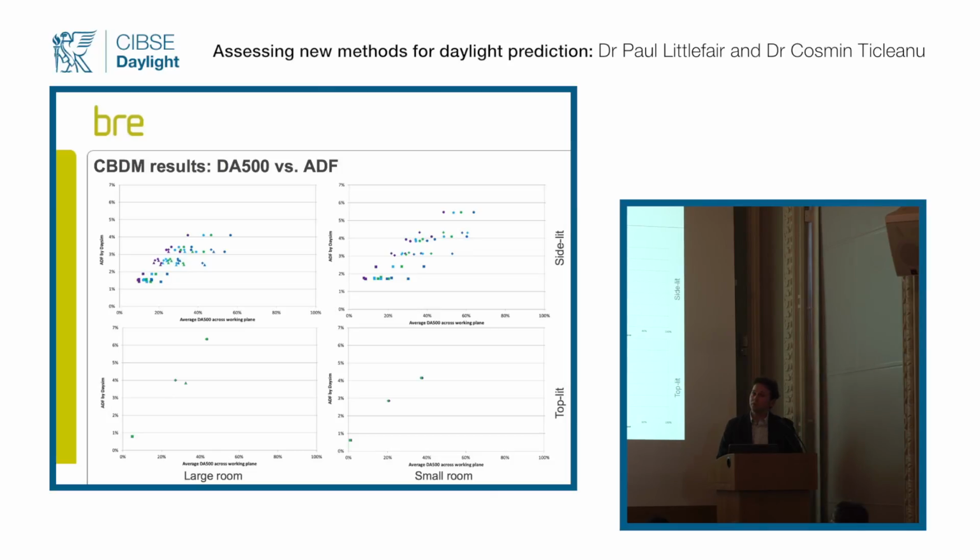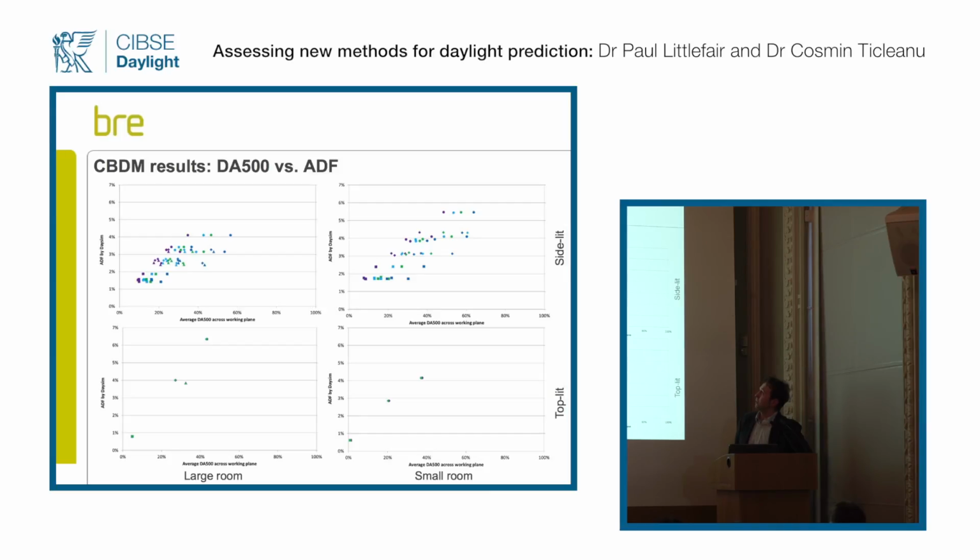This happened for the large room having the widest windows. So only in those cases, and also facing south, is it possible to get DA 500 above 50%, and that corresponds to high daylight factor values. It's not very visible here, but it was in the region of 3 to 4%. Something similar happened for the small room with higher average daylight factor values, 4 to 5%. In the rest of the scenarios, it was quite difficult to get the DA 500 above about 50%.